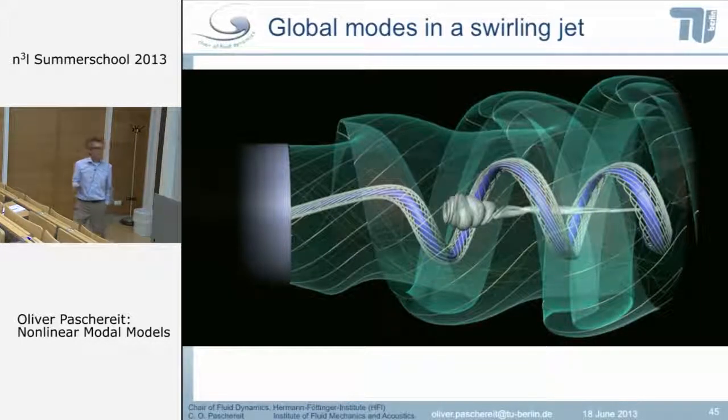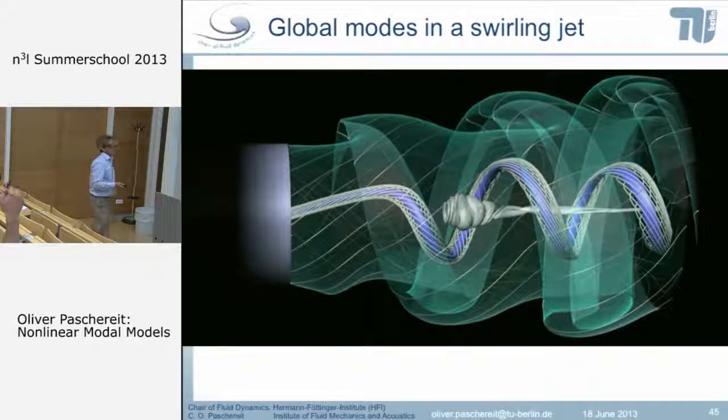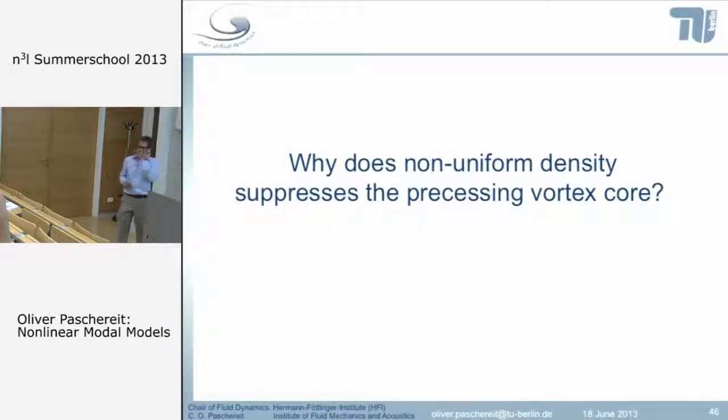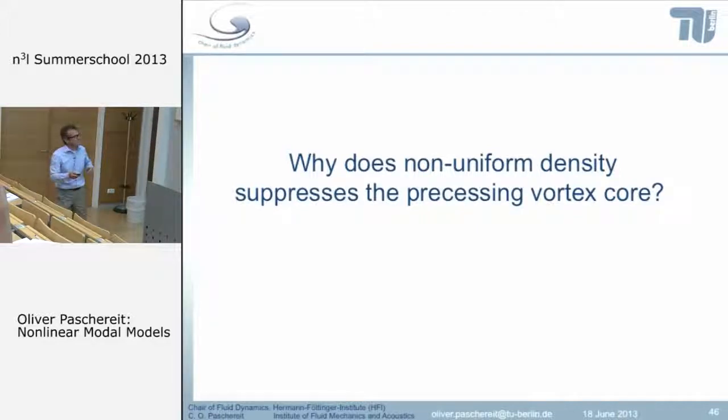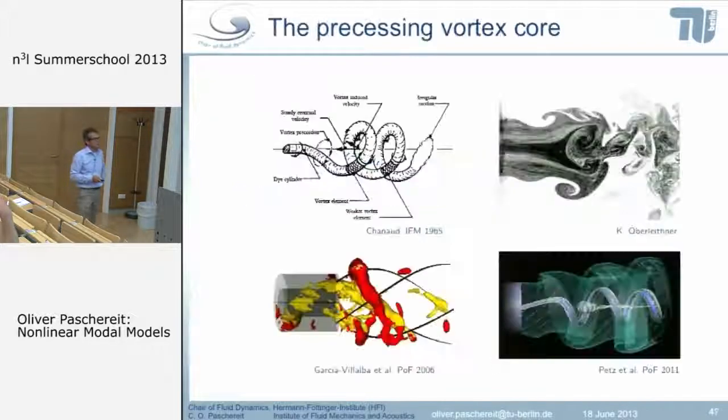And just to tell you a few examples, I didn't bring all the results with me. For example, by exciting this at an azimuthal wave number, you can move the location of this vortex breakdown. So this is a wonderful feature, how to control the vortex breakdown location in swirling flows. So having this technique in mind, we looked at another thing, and this has been presented now at the ASME Turbo Expo in San Antonio. Why does non-uniform density suppress the precessing vortex core?